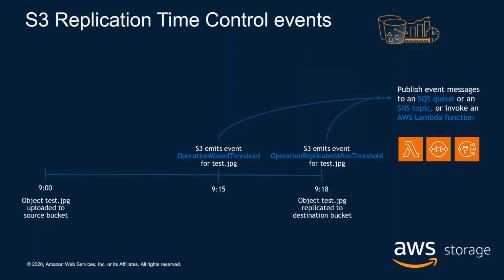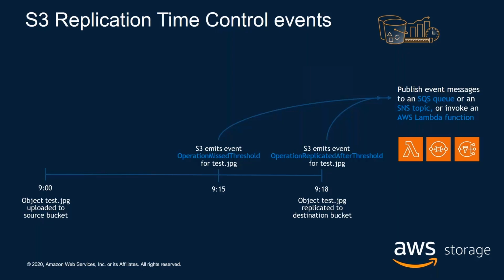In this slide, we demonstrate how a customer might use operation missed threshold and operation replicated after threshold to monitor their RPO. Say we upload an object to the bucket at 9 a.m. Due to an unforeseen outage, our new object does not replicate to the destination region in 15 minutes. At 9:15, Amazon S3 emits operation missed threshold. The object replicates to the destination by 9:18, and S3 emits a new event, operation replicated after threshold, at 9:18. With this example, we wrap up the replication section.